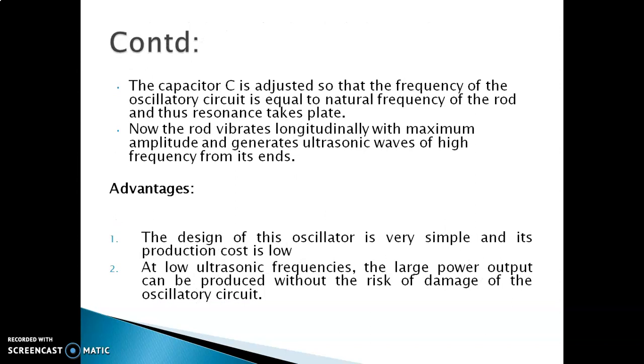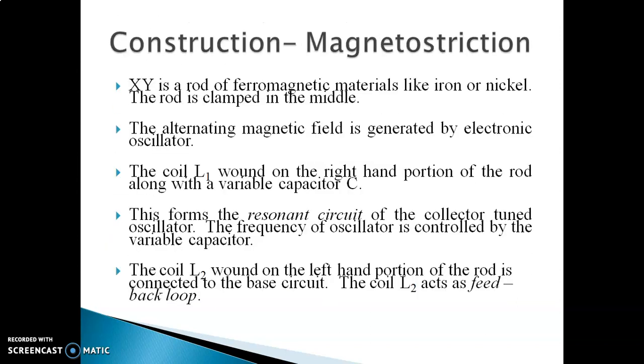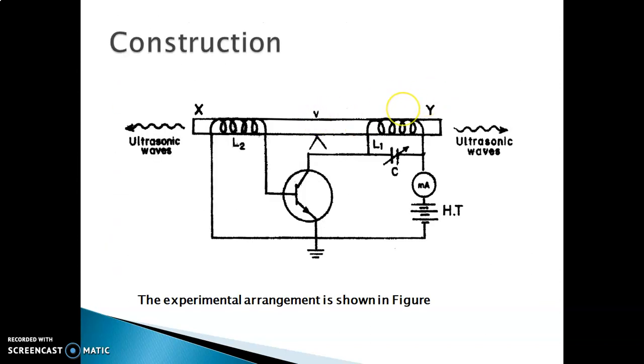So, I am going to explain with the help of this circuit diagram. Just go through those slides too. Now, on the basis of this diagram, I am going to explain. See this, here X5 denotes a ferromagnetic rod. This ferromagnetic rod is clamped at its middle. This is just a clamp to fix that ferromagnetic rod.